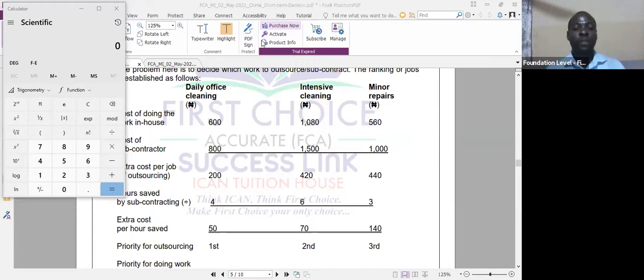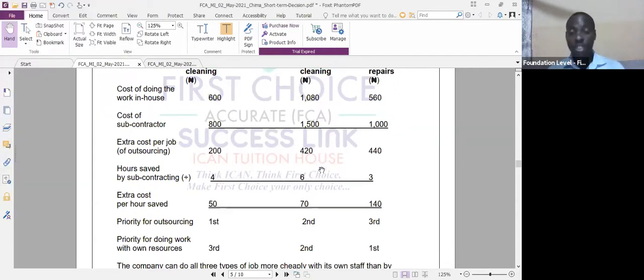So you want to give out the one where you spend 50 naira, which is the least cost, and the one of 70 naira will only be given out if you have finished the one of 50 naira. You cannot give out the one of 140. So you see there is a priority for outsourcing.